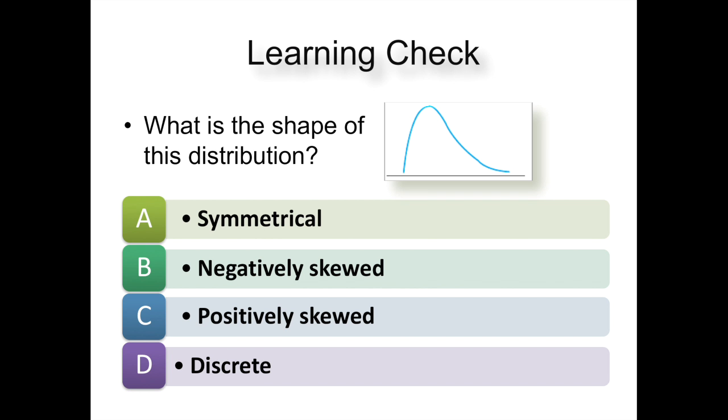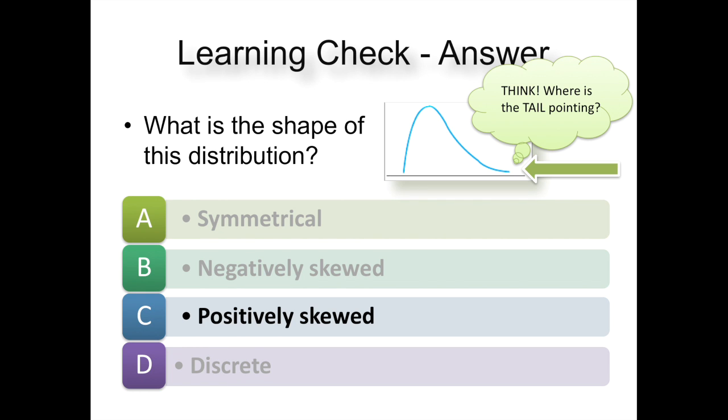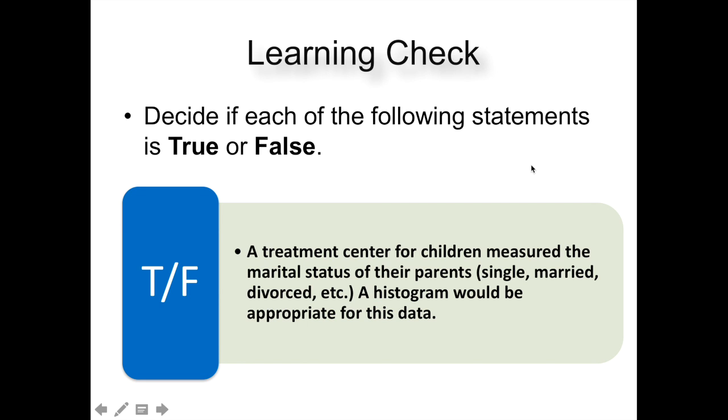Okay, so learning check. What's the shape of this distribution? You have to ask yourself, where's the body, and which way is the tail pointing? Okay, positively skewed. Or in other words, the bulk of the data piles up here and tapers off, going towards the positive end of the number line.